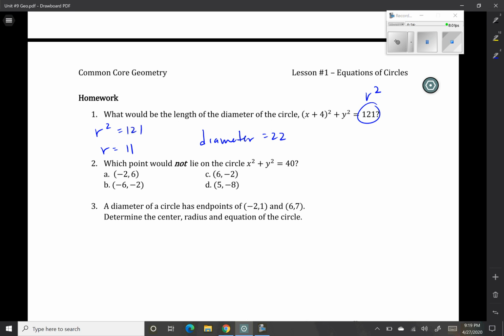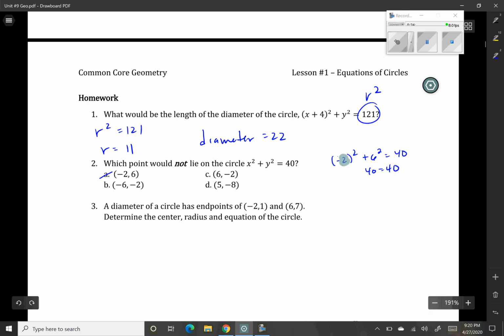Number 2 says, which point would not lie on the circle x squared plus y squared equals 40? This is actually an easier question than you might think. All I'm really asking you to do here is plug in the x value and the y value of each coordinate and see which one does not give you 40. If I do choice A, I would do (-2) squared plus 6 squared equals 40. That gives us 40 equals 40, so A is on the circle.